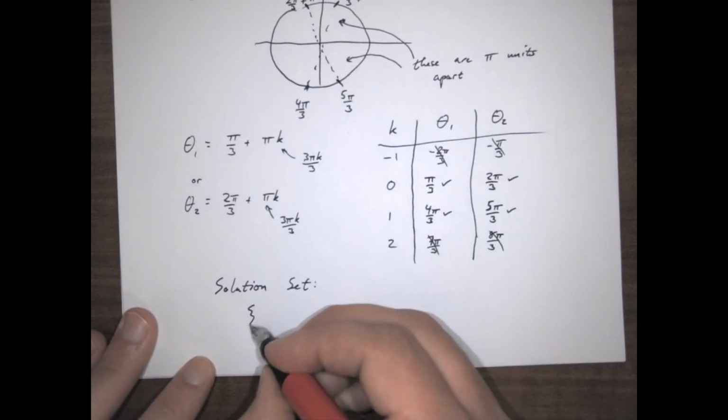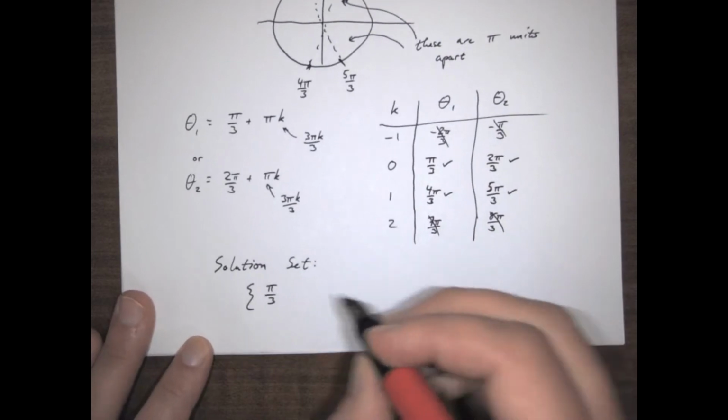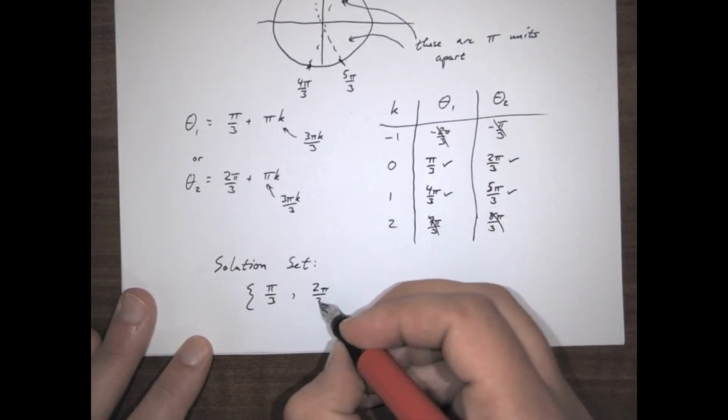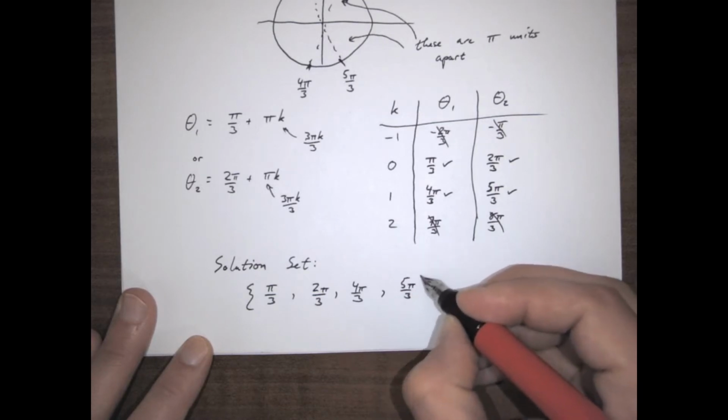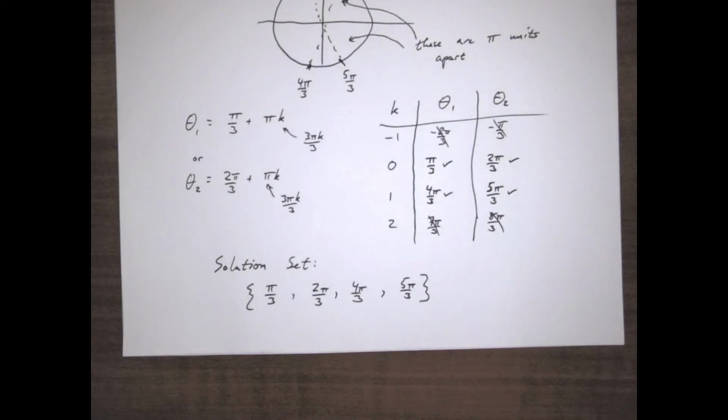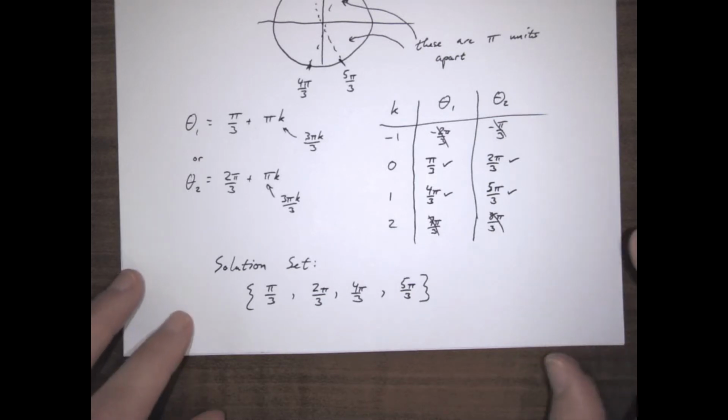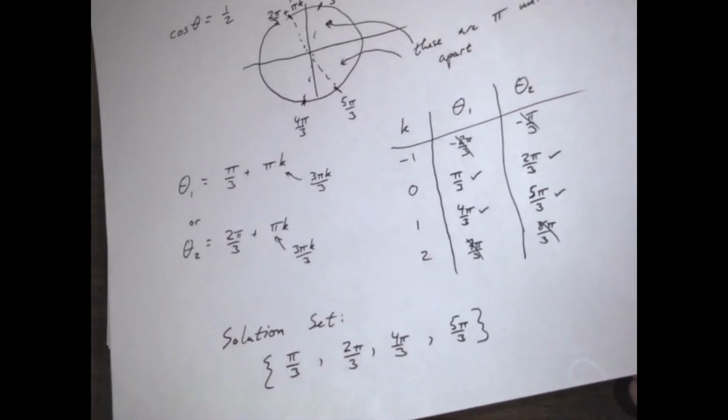So the solution set here is pi over 3, 2 pi over 3, 4 pi over 3, 5 pi over 3. All right. So this is what happens if we have in our equations nothing but just the simple theta on the inside of the trig function. Now let's shake things up a little bit here and throw in another twist. The other twist here is that the argument might be something besides just theta.